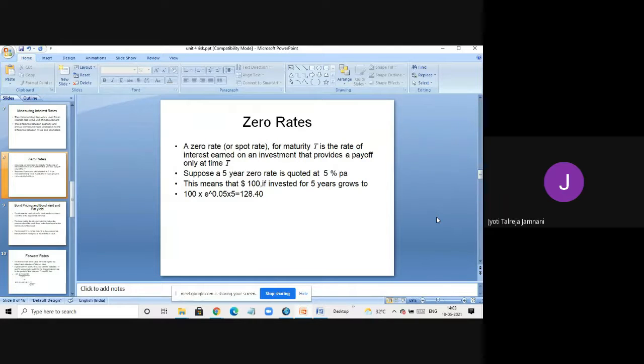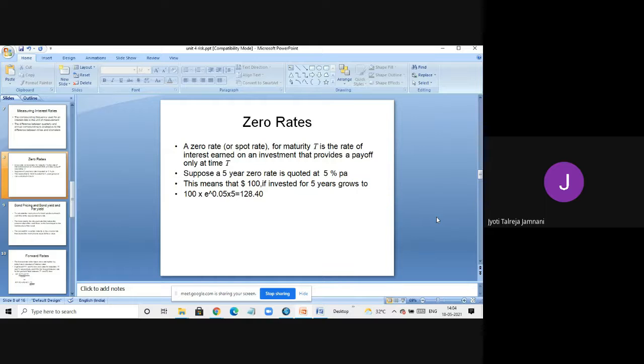Next is the zero rate. A zero rate or a spot rate for maturity T is the rate of interest earned on an investment that provides a payoff only at time T. So a zero rate is the rate where the bond is not going to give you interest directly, but you're going to get the interest, like the same example, the 1,000 rupees bond I gave to Pranali and bought back for 1100. So the interest was 100 rupees there. So interest rate was not mentioned, but the amount was given.